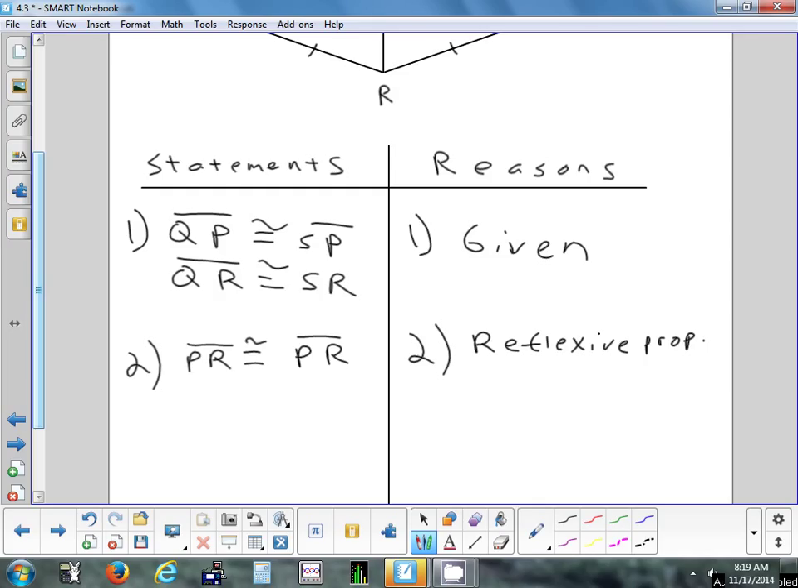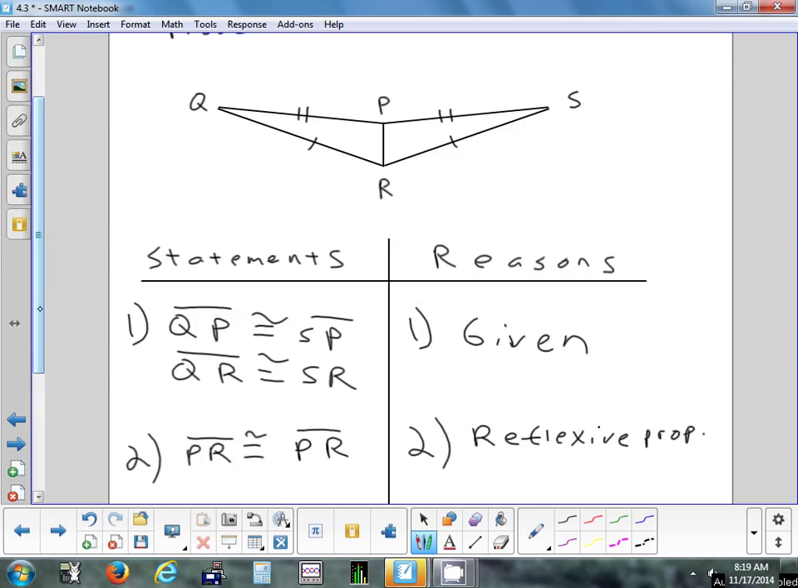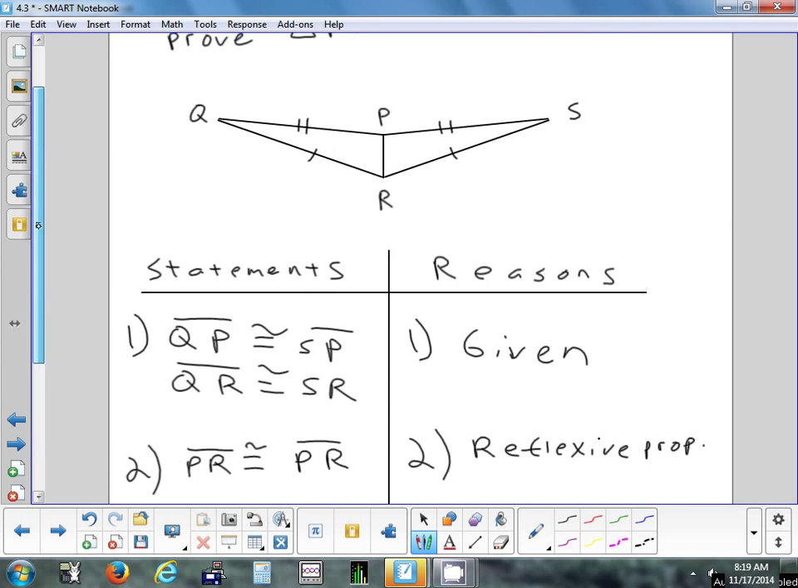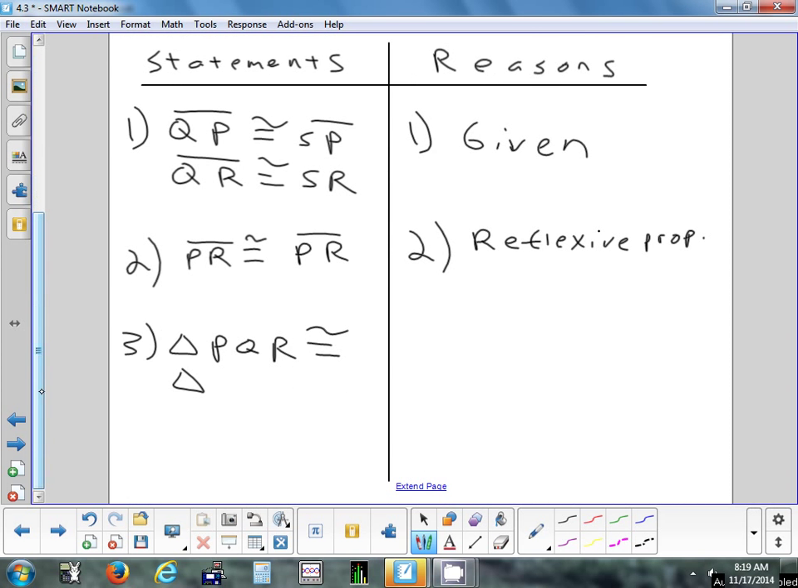A lot of times when you just write down something's equal to itself, you're like, well, where would you ever use that? Right here. Side PR is congruent to segment PR. All right. So now we're done. We've proven that all 3 sides are congruent. So triangle PQR is congruent to triangle PSR.